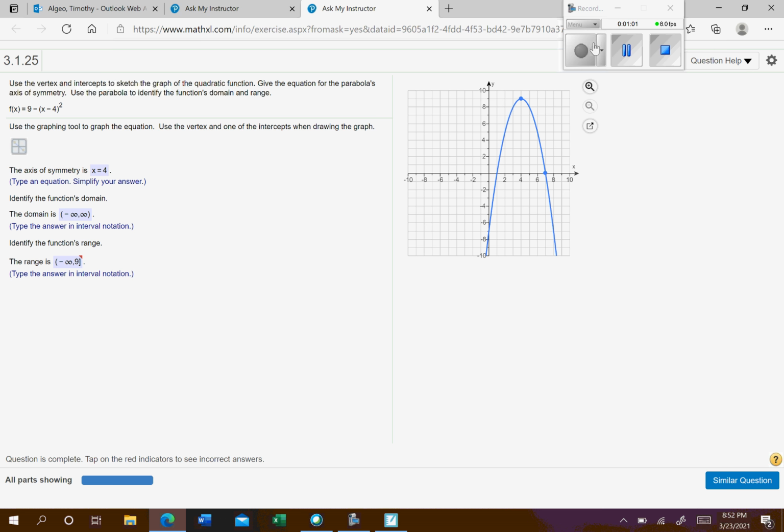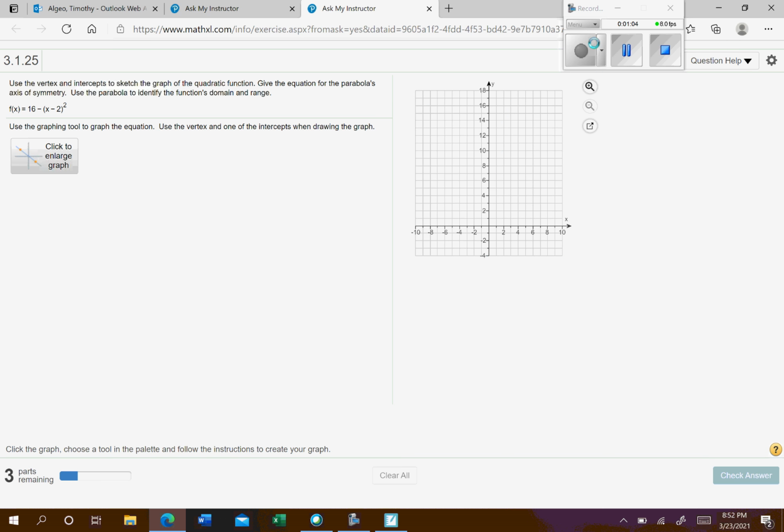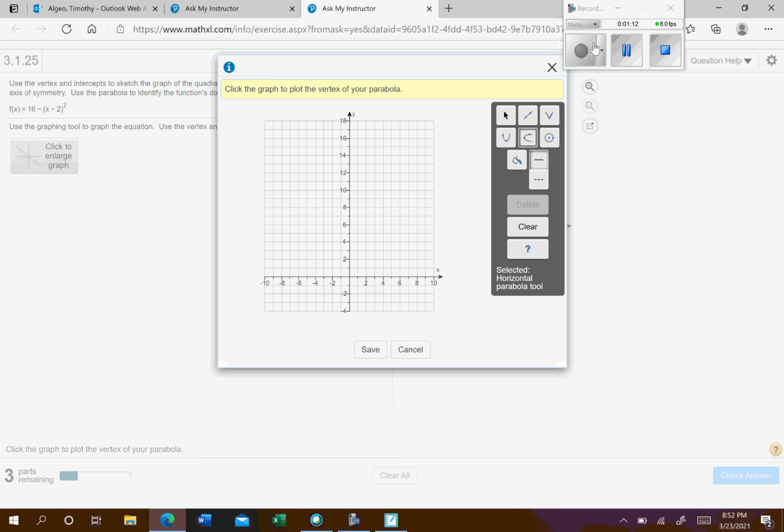So what I'm going to do is I'm going to hit a similar question just so I can show you another example. So this one, the vertex for this one would be at, I'm going to go ahead and open this up. The vertex would be over 2 and then up 16. So right there. And then the secondary point, so if I were to set this equal to 0 and solve, I'd move this over, take a square root. I'd get plus or minus 4, and then I have to add 2 to that. So I could use either 0 or I could use 6.